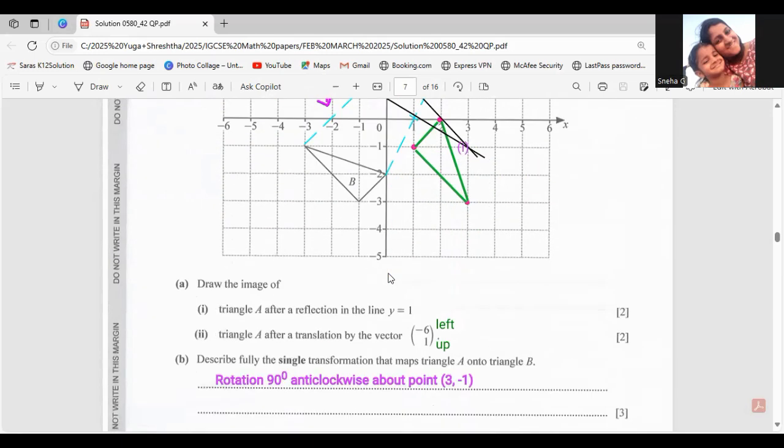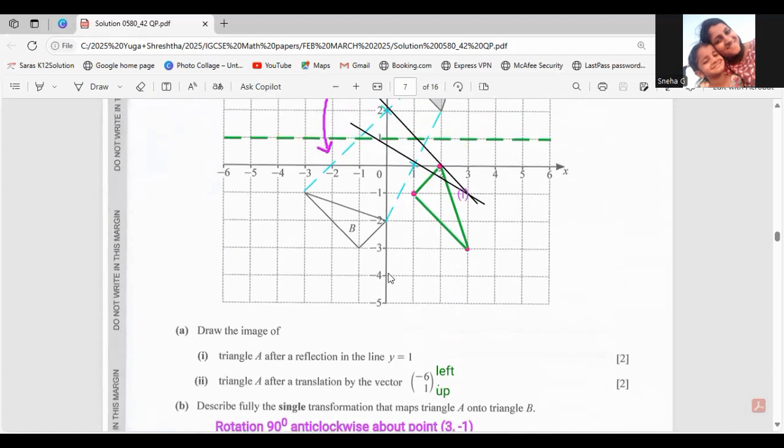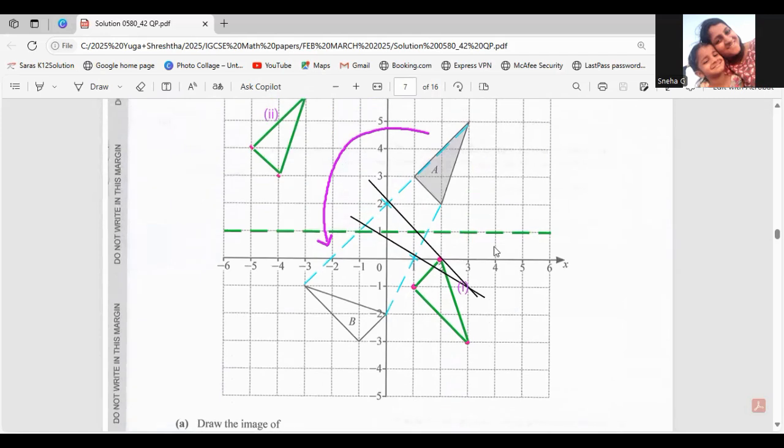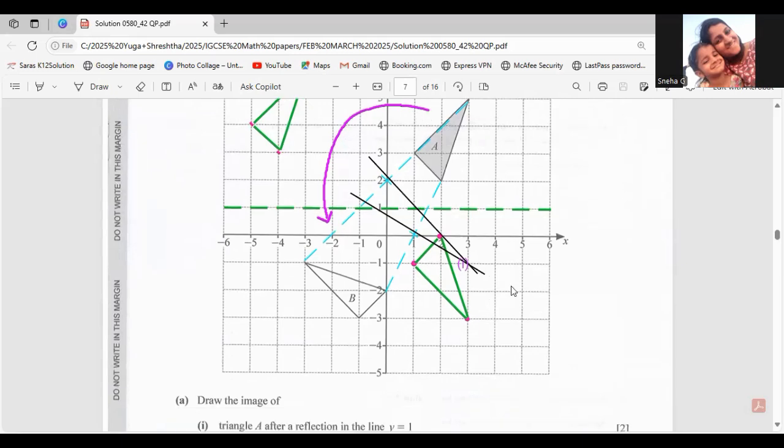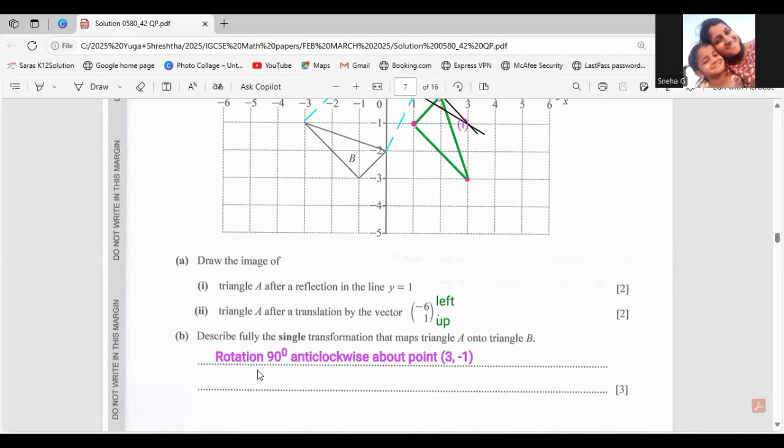After that, the next question is: describe fully the single transformation that maps triangle A onto triangle B. This is triangle A onto triangle B. Which transformation? So if you observe closely, it is a rotation of 90 degrees anti-clockwise. So I have written rotation 90 degrees anti-clockwise. Now, about which point is this rotation happening? We need to figure that out.